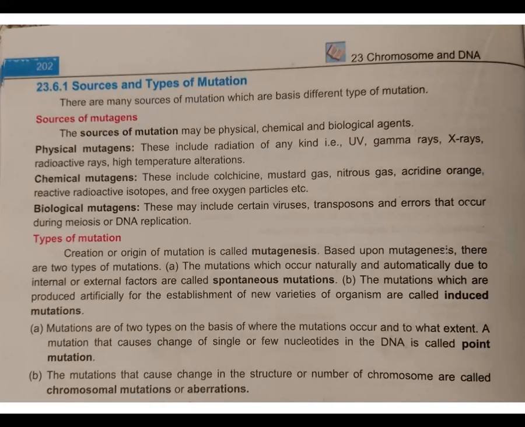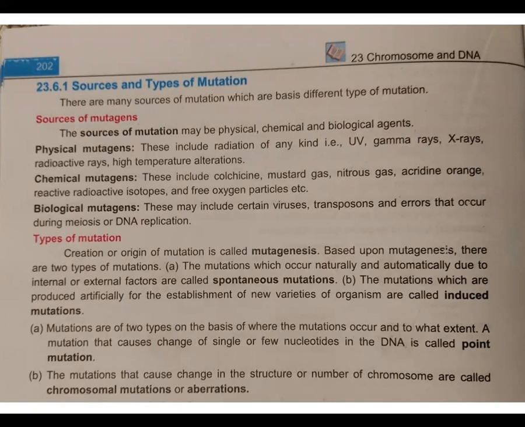Sources and types of mutations. There are many sources of mutations which are the basis of different types of mutation. The sources of mutations may be physical, chemical, or biological. The physical mutations include radiations of any kind, for example, the UV, gamma, or X-rays, radioactive rays, and high temperature alterations. These all actually are physical mutations.